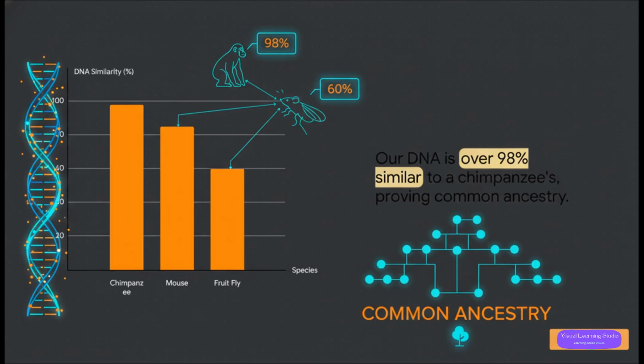Our DNA is over 98% identical to a chimpanzee's. I mean, think about that. Even a tiny fruit fly shares about 60% of our DNA. This molecular family tree is, well, undeniable proof that we all share common ancestors.